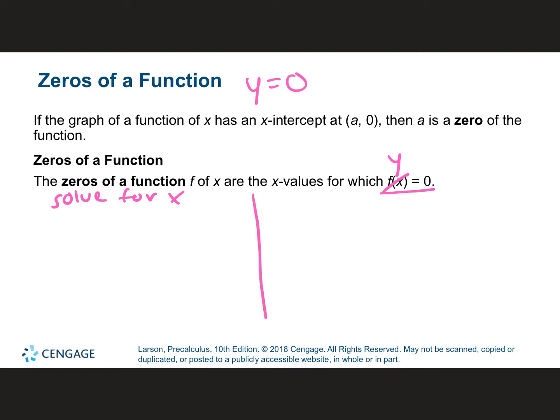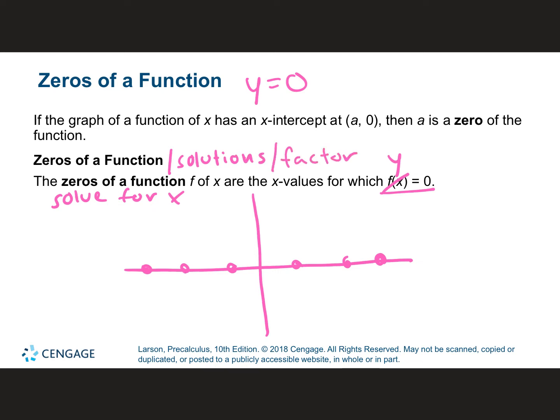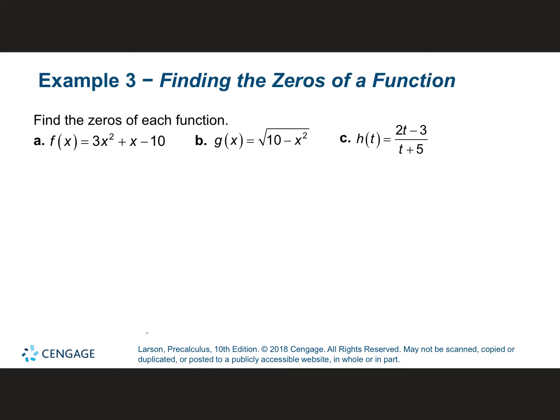On a graph, our zeros of the function would be where we cross the x-axis. So it's where y is 0 and we cross the x-axis. Those are our zeros. So zeros, solutions, factors, all mean the same thing. They're all a solution to our function that's given.